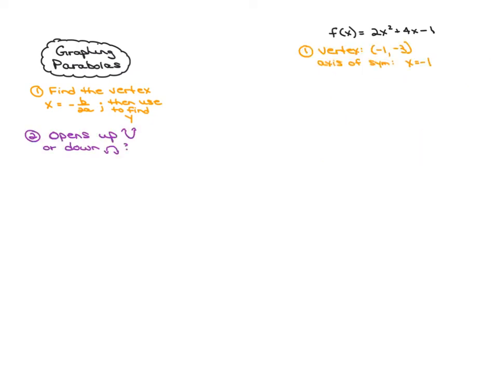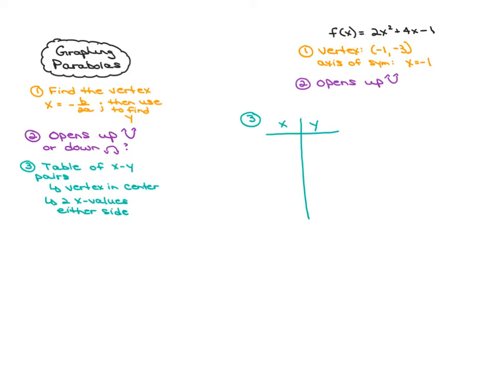Now that we know the vertex, the second step is to determine whether the parabola opens up or opens down. The clue for this is to look at the a value. For this quadratic, our a value is 2. And this is really simple. If our a value is positive, the parabola is going to open up. If our a value happened to be negative, like negative 2, the parabola is going to open down. So for this case, since our a is positive, we know our parabola will open up.